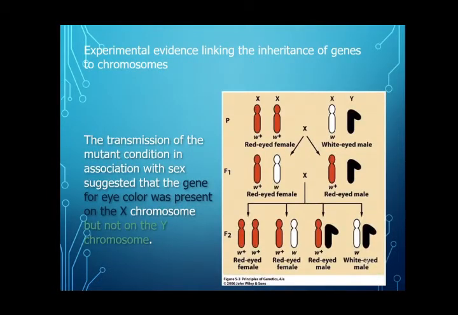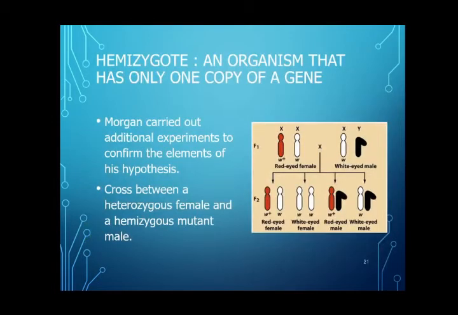Transmission of the mutant condition in association with sex suggested that the gene for eye color was present on the X chromosome but not on the Y chromosome. Because in this crossing, the females are all red-eyed. There is no white-eyed female. But for the red-eyed females, one of them is heterozygous. Meaning that the males usually will have the white eye mutation compared to females. This is a case called hemizygote, an organism that only has one copy of a gene.